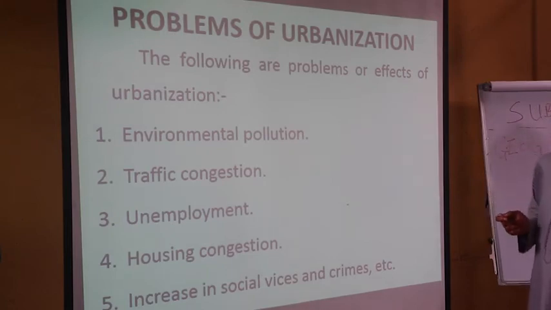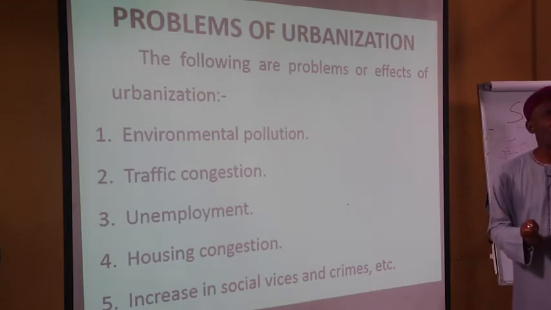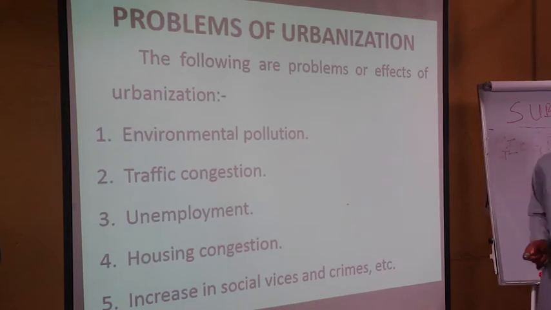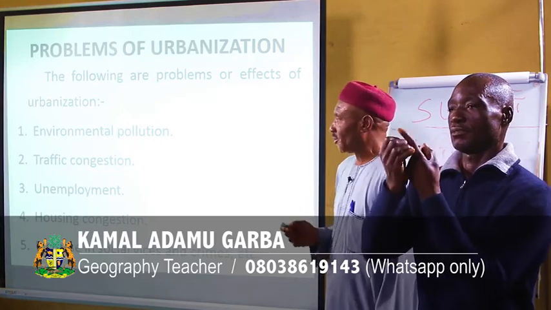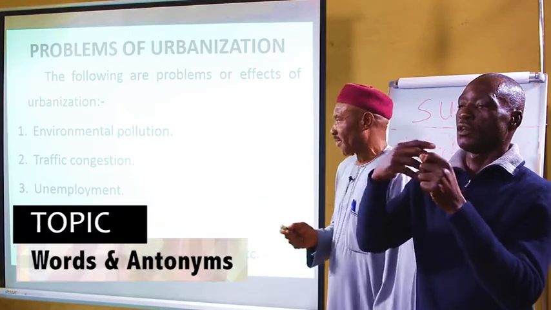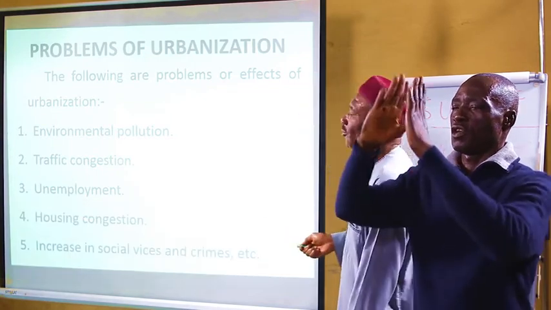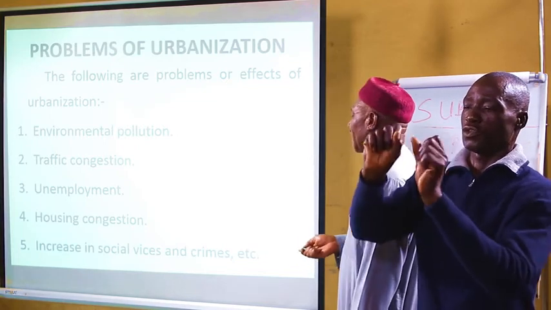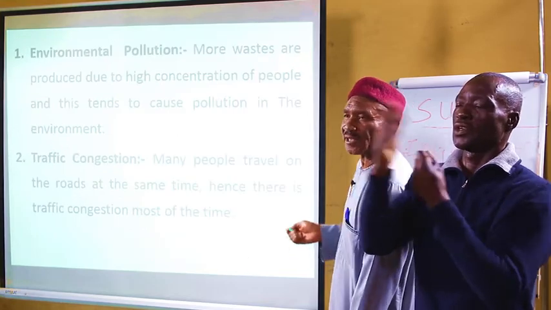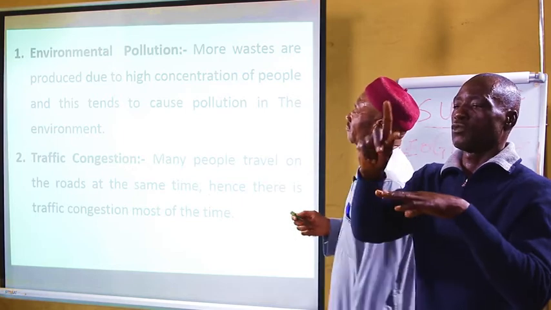Students, let's quickly look at some of the problems of urbanization. The following are problems or effects. If you don't want to say problems, you can say effects of urbanization. One, environmental pollution. Two, traffic congestion. Three, unemployment. Four, housing congestion. Five, increase in social vices and crime, etcetera. There are many, so we are going to look at them one after the other.